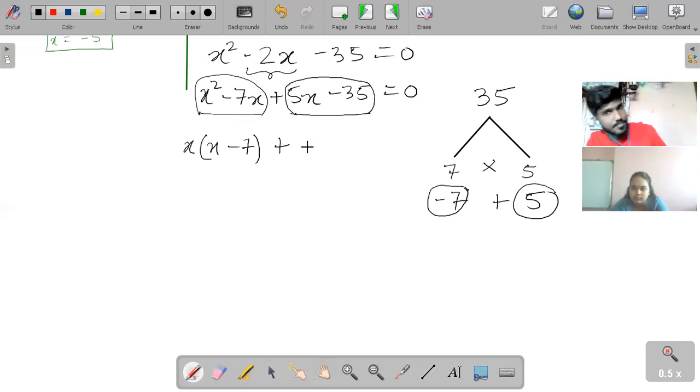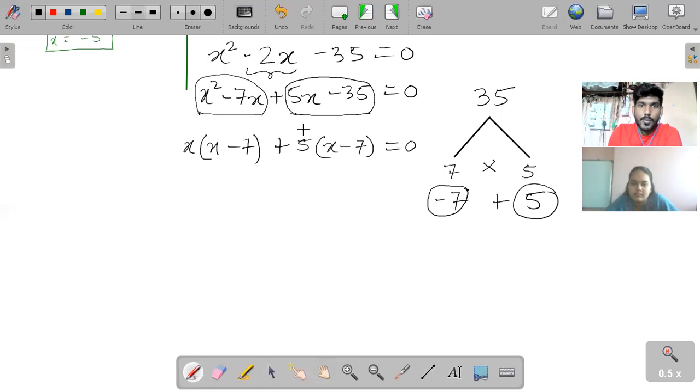What is common? 5. Yes, 5 is common. And inside the bracket, what will you be left with? X minus 7, because if you multiply this 5 inside, you'll get this term back.